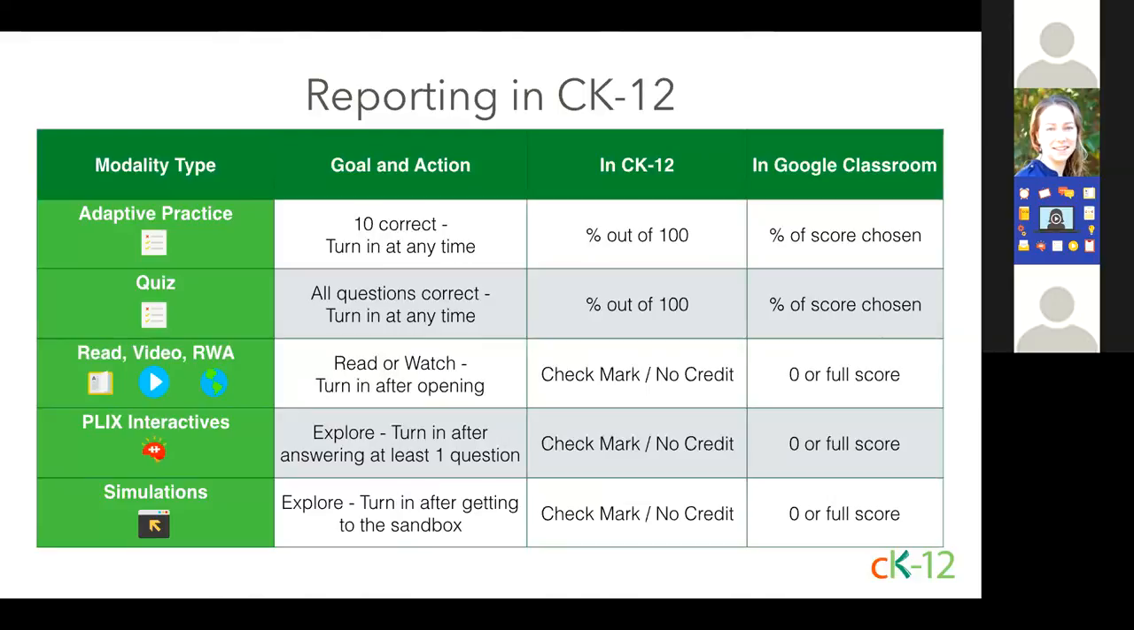Or if you pick a score in Google Classroom, it would be a percent out of 10 correct that they're working towards. If you customize that into a quiz, the goal would be to get 100 on that quiz. And the percent would be based on however many questions you had. So if you had 20 questions and they got 10 right, they would get a 50% on that piece, or whatever percentage of the score you choose within Google Classroom. And the same deal with that. They can submit that at any attempt that they take on the quiz.